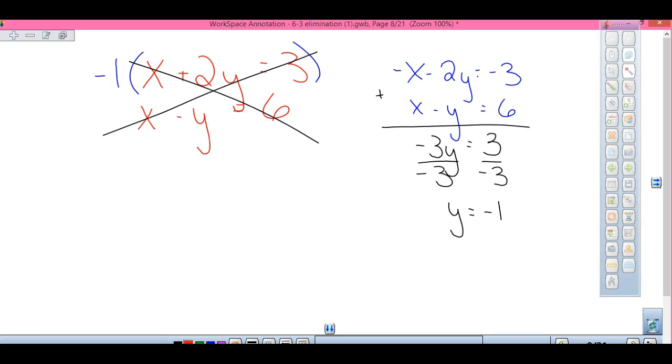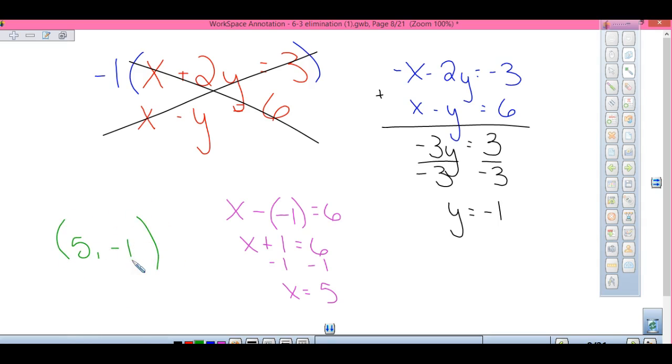Okay, I'm going to plug it into the bottom one just because it might be fun this time. So x minus, what's going in for what? Negative 1 equals 6. What happens when I have a minus? Turns into a plus. So I actually have x plus 1 equals 6. Now what? Minus 1, x equals 5. So my solution is 5, negative 1.